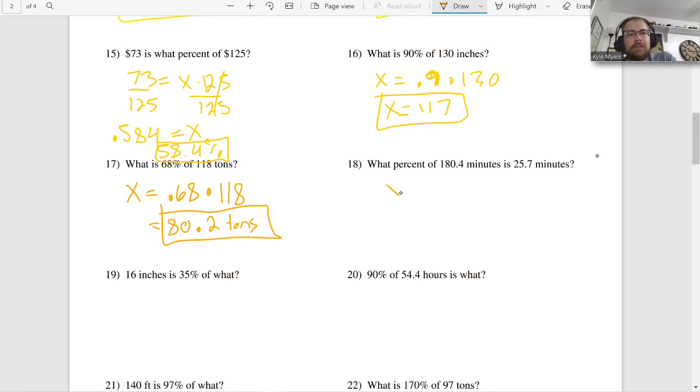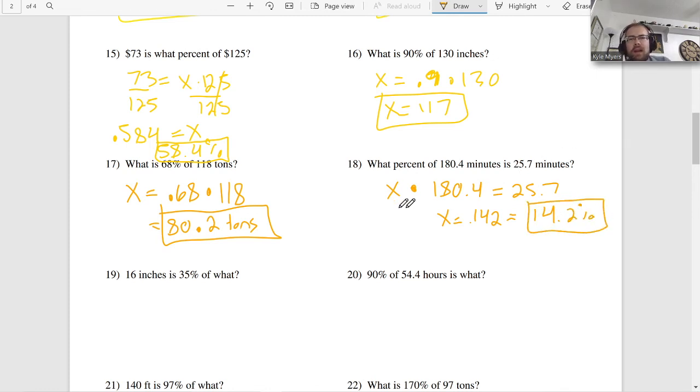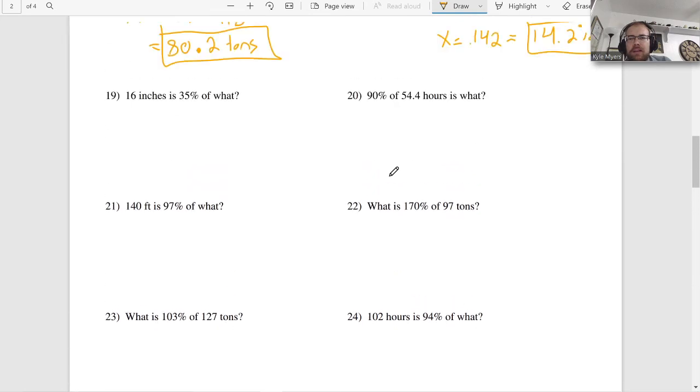What percent of 180.4 is 25.7? Okay, so then we just divide both sides. So we have 25.7 divided by 180.4, and I get 0.142. Could round to 3 decimal places because then that's going to be 14.2%. All right, I think we are almost done here. I think we've got 6 more.